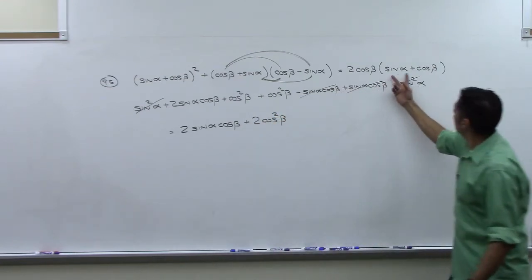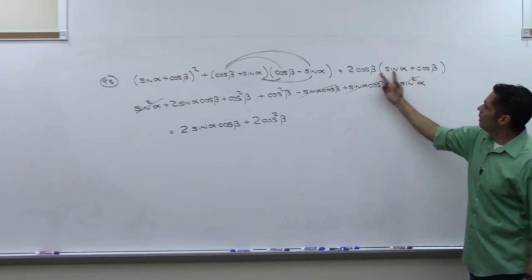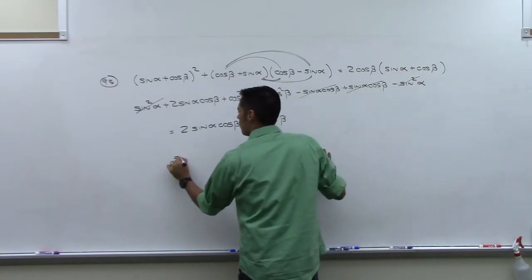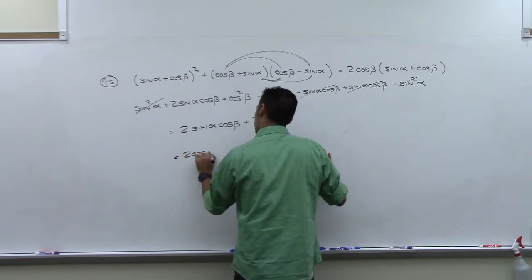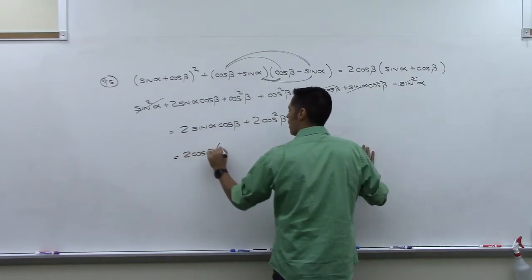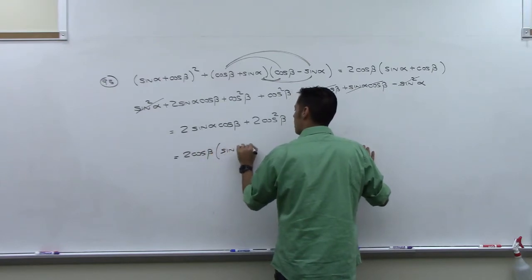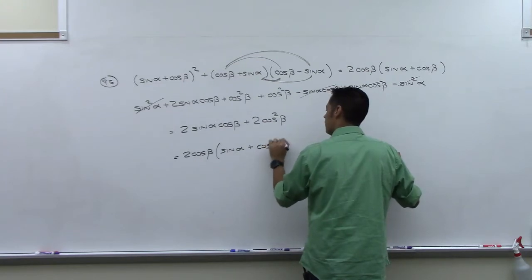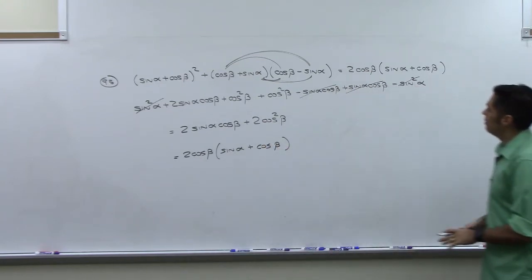And I'm trying to get to this right here. And I think I'm there because I can pull a 2 and a cosine beta out of both of those. If I pull a 2 cosine beta out here, I'll be left with a sine alpha. And if I pull a 2 cosine beta out of this, I'm going to be left with a cosine beta. And that's this.